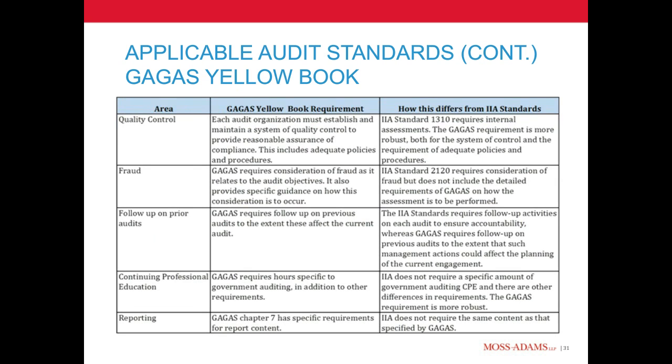And so we've got quality control, fraud, and follow-up on prior audits. They all have some differences and nuances depending upon the different focus of a GAGAS engagement. And then, of course, at the bottom there, we've got reporting. As we mentioned, GAGAS has specific requirements for report content. The IIA does not require that kind of specific report content. There's more flexibility there to meet the client's needs than there would be under a GAGAS report, which has to follow certain pretty stringent requirements.